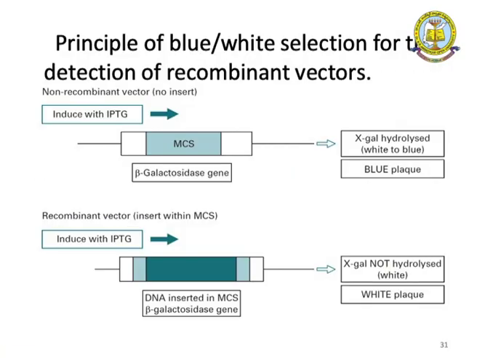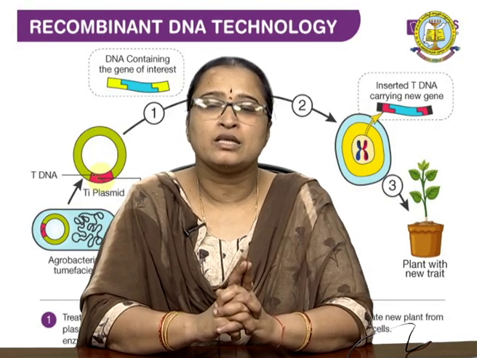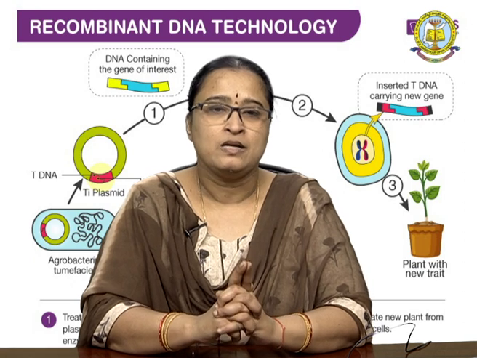Coming to the principle of blue or white selection for the detection of recombinant vectors. After completion of the cloning, two colors of colonies form. One is the blue colonies, the second is the white colonies. Some are non-recombinant vectors and some are recombinant vectors. Where the vectors are non-recombinant, there is no insert. Where the vectors are recombinant, there is an insert within the MCS.